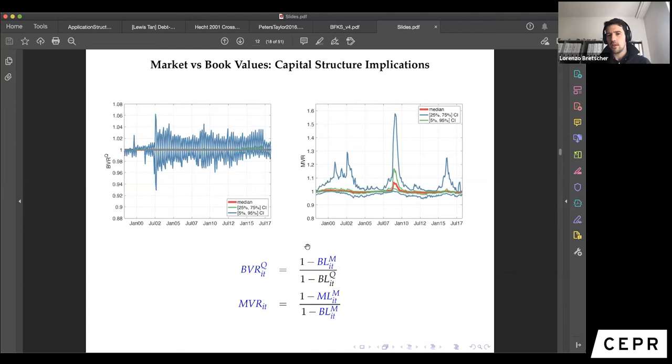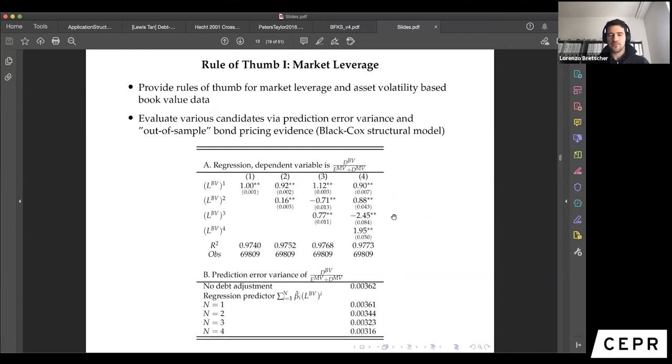If you look at the effect of market versus book value, these deviations from 1, from unity, are much more pronounced, and also the confidence bands are much wider. So that gives us evidence that the variation really comes from the differences in market versus book values and not really from the change in the sampling frequency.